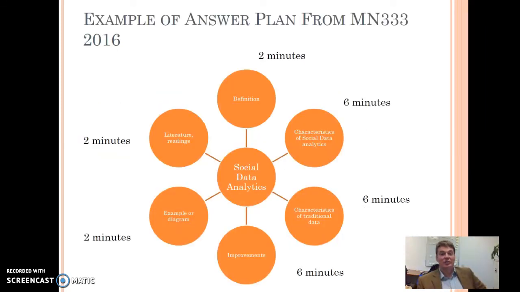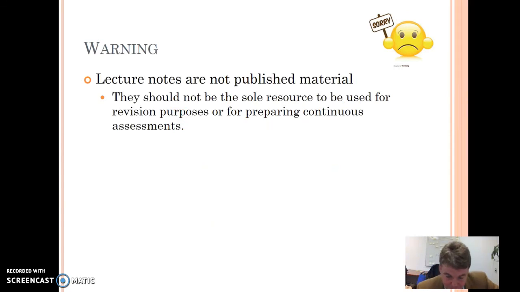So, something like this is from a different module, but an answer plan might look something like this. We're going to present a definition, we talk about the characteristics of the problem, then we compare it and provide the characteristics of a different approach. We describe what's better about it. We're going to do an example and a diagram, and then we're going to talk a little bit about the extra readings. The idea is that it looks very linear, that it's a process, but we might integrate the different parts. We might start off with the example and integrate it in, so that when we're talking about the advantages or disadvantages, we can really drive home the point that we understand what we're talking about.